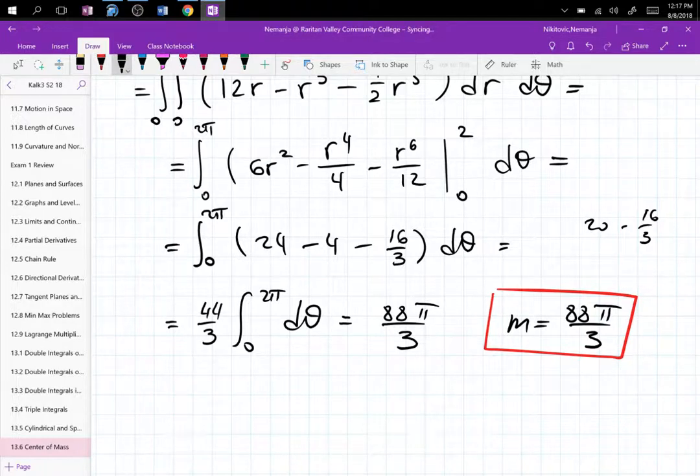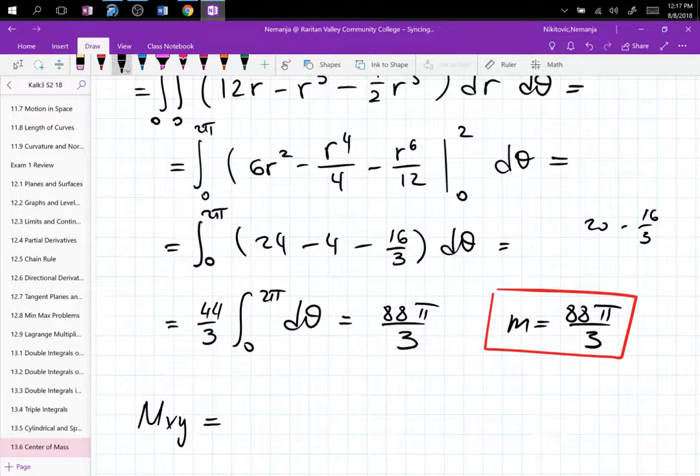Good. The next order of business is to compute one of the three moments, and then you will get the other two. So whatever I pick, give me two variables, x, y, z. Which one? And y, okay, Mxy, fine.